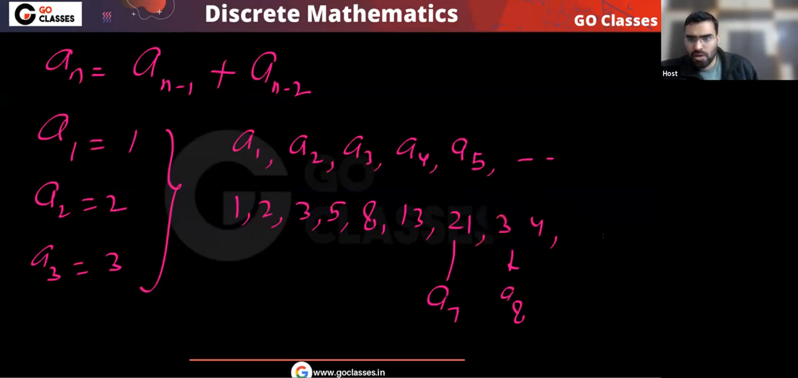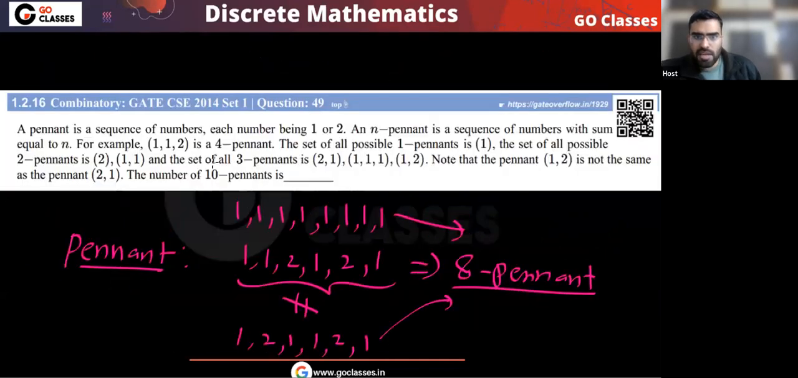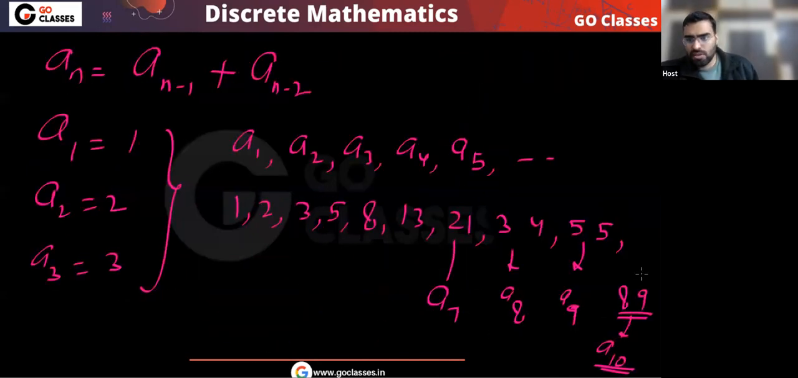Okay, and then you have 5 and 5, and then this is A9, and finally you can add these two, and then you will get 9 and 8, and this is your 8, 10. So you can notice in the GATE exam, they are asking 10 penance. Okay, so the answer will be 89, and this is how you can find. Okay, so this will be the answer.